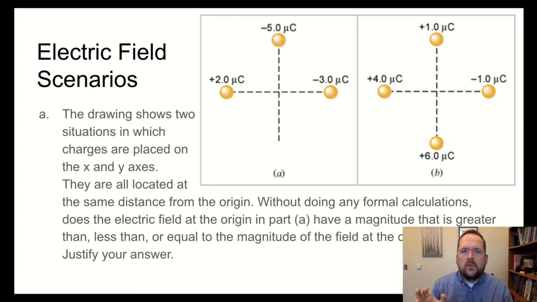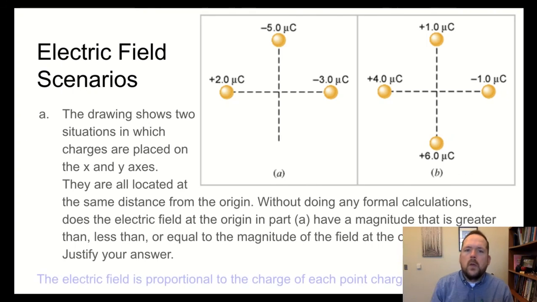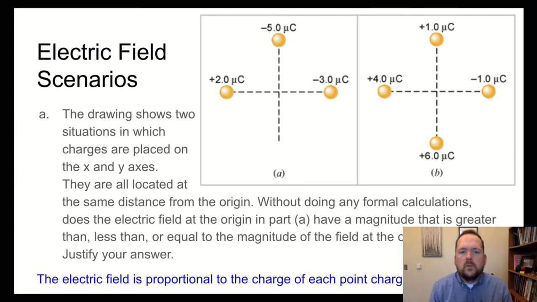So the center of these charge scenarios is a place that is empty of any sort of object, but we can still characterize that location by how much electric field there is there. So the electric field is proportional to the charge of each point charge. We've shown that before, kq over r squared.